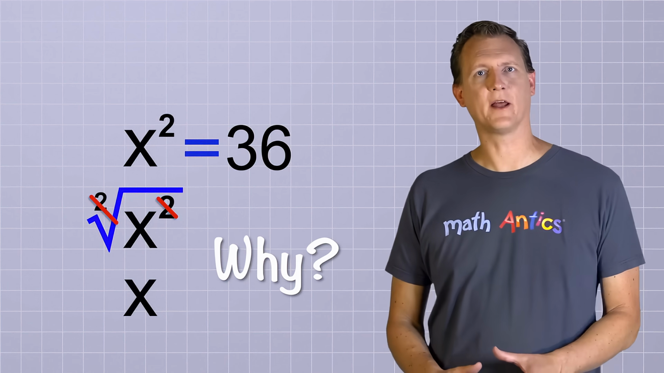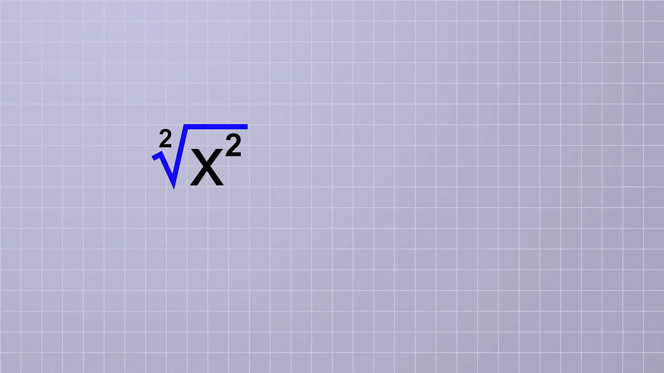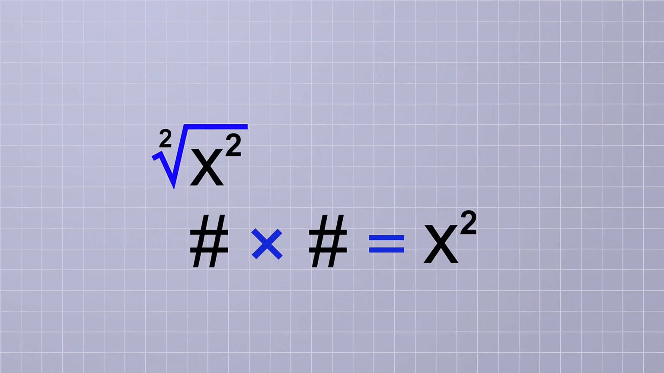Well, think for a minute about what the square root of x squared would mean. It means that you need to figure out what number you can multiply together twice in order to get x squared. But that's easy. X times x is x squared, so that means that the square root of x squared is just x.